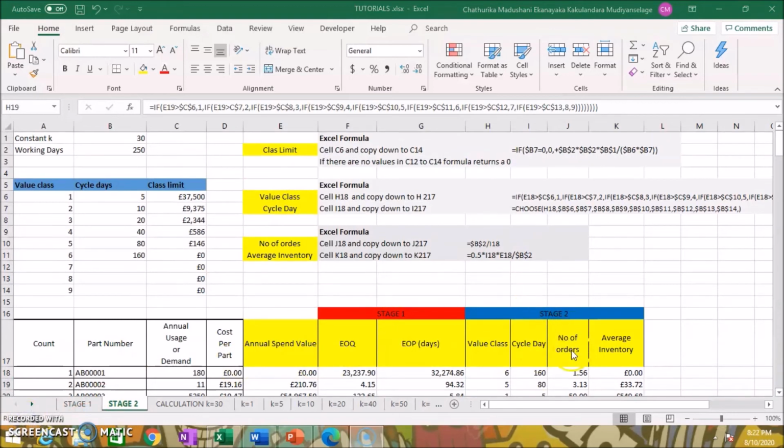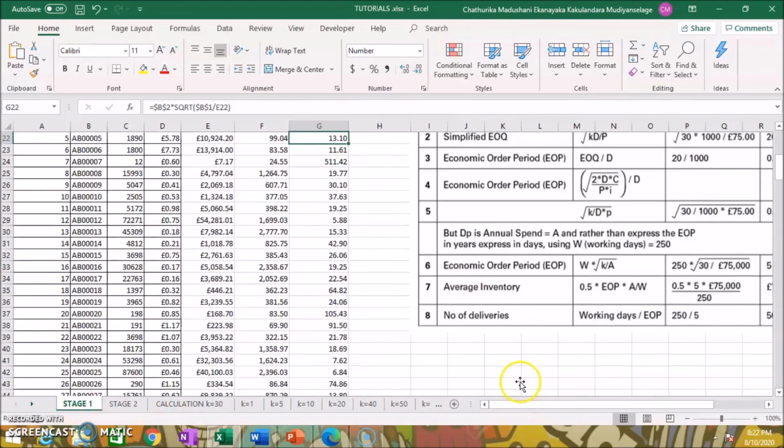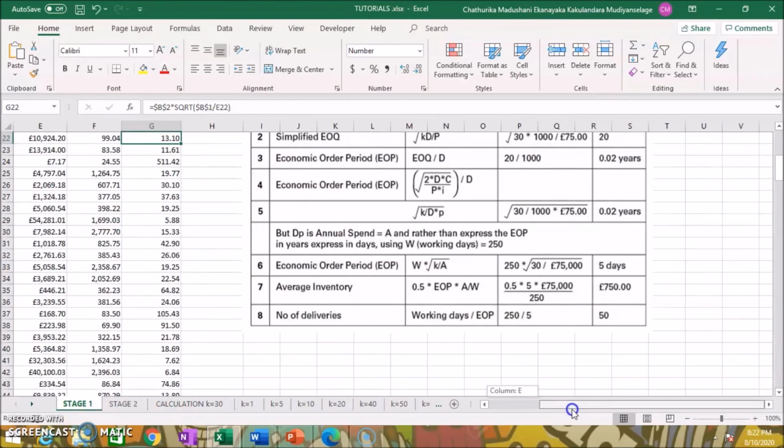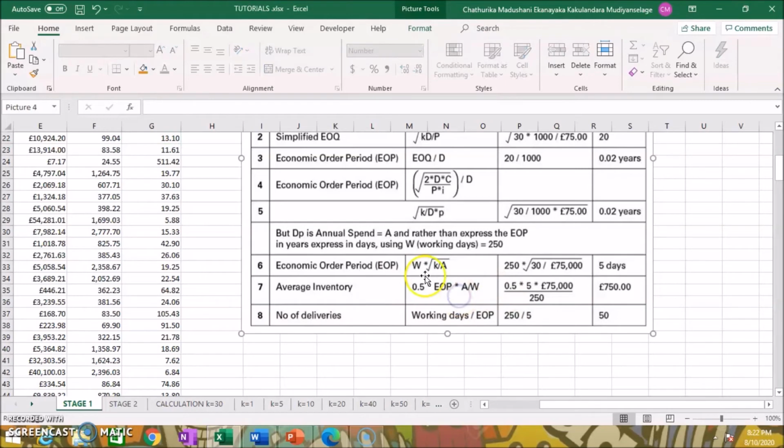The next step is to calculate the number of orders. Number of orders, we remember the formula here: number of orders or number of deliveries. Working days divided by the period of EOP, and average inventory, this formula.